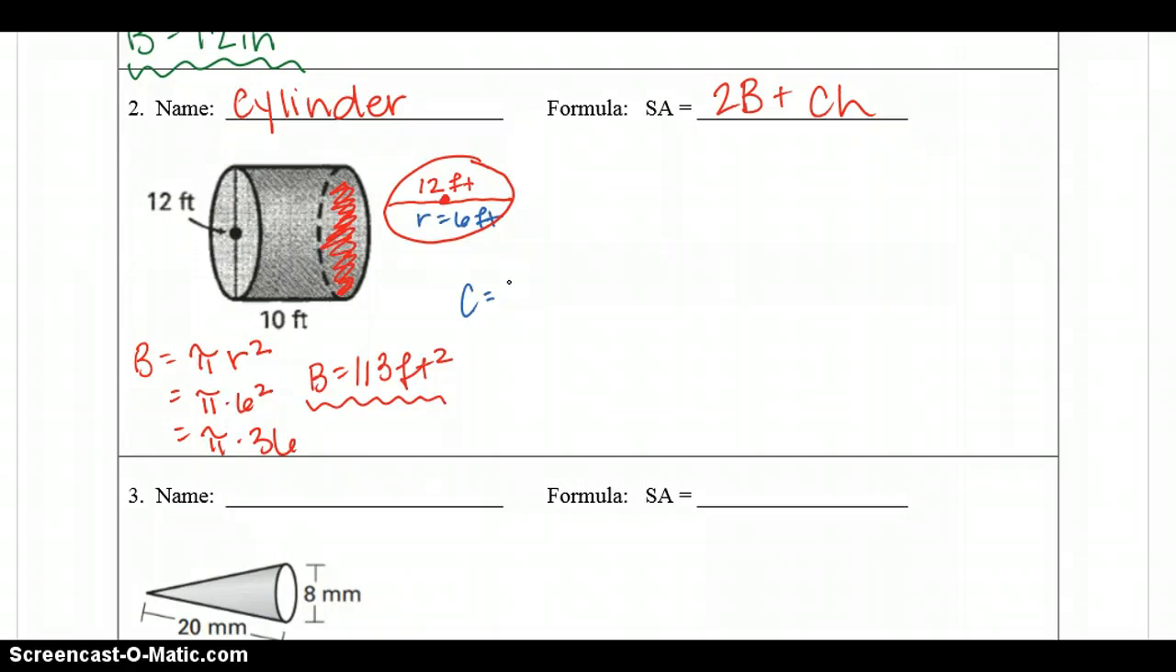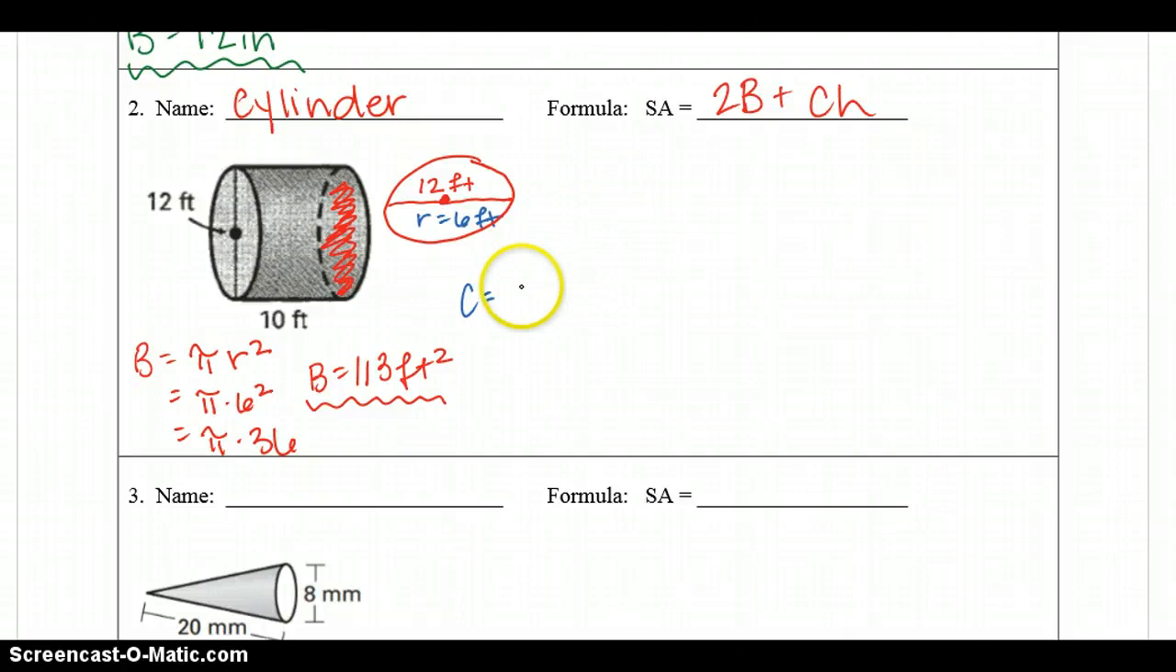Remember? What's that C stand for? Someone help me out? Mauricio? The circumference? It has to do with the base, right? And we have a circular base, so that C stands for the circumference of the base. If you have trouble remembering that, make sure that is somewhere on your green sheet. C is the circumference of our base.